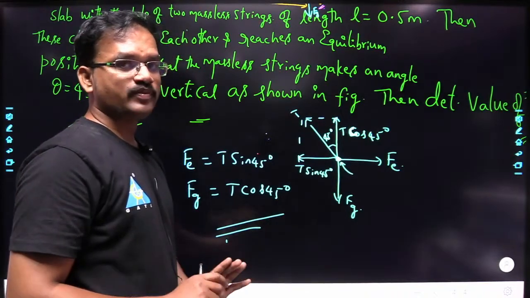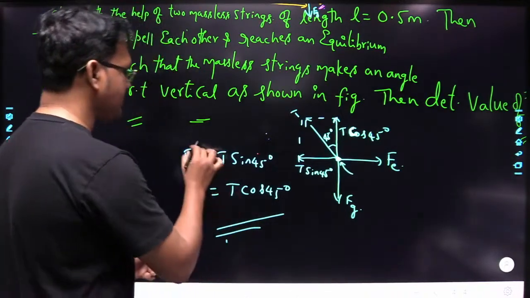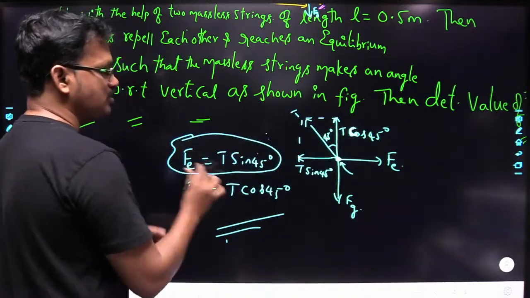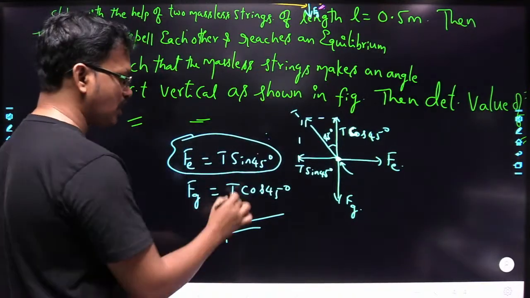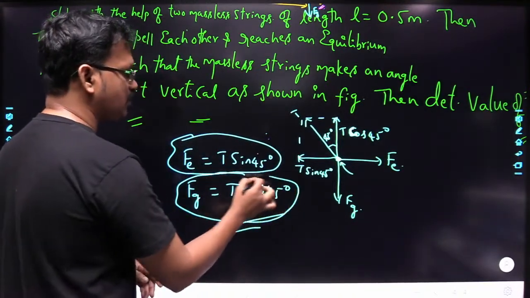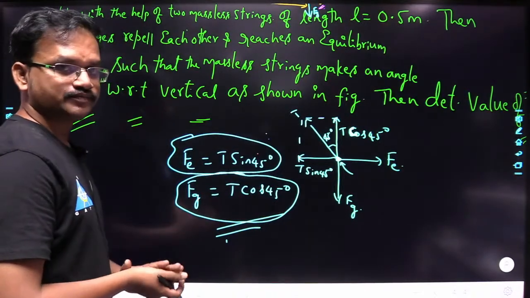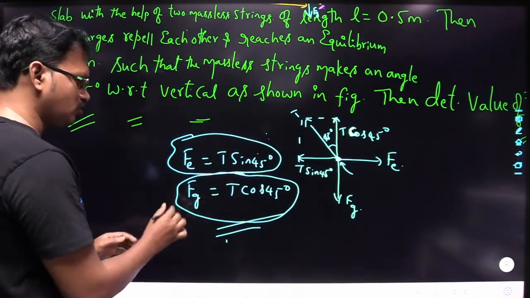Then the net force will become equal to 0. So this is the condition for the horizontal force to become equal to 0, and this is the condition for the vertical forces to become equal to 0. Understood? So from this, you know Fg is equal to what?